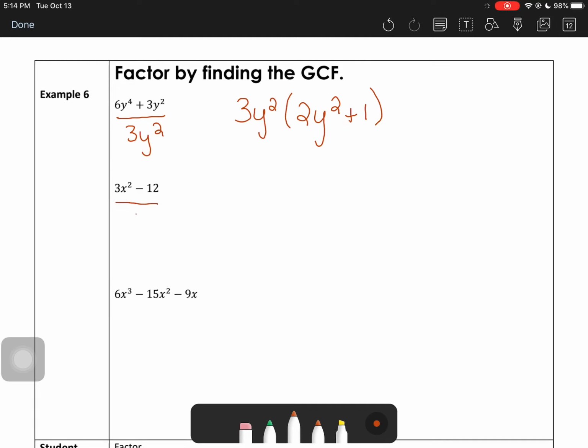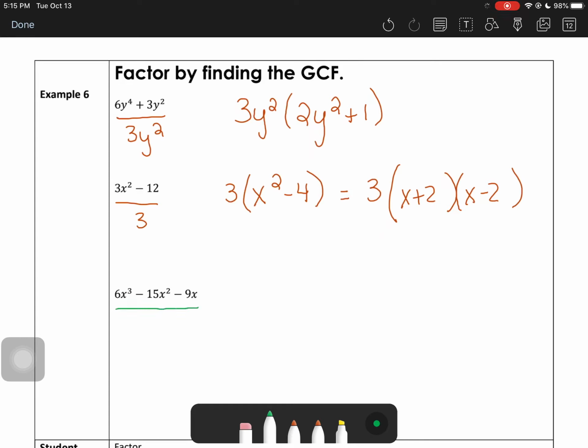In the next example, the greatest common factor is a 3. When I divide by 3, I get x squared minus 4. However, we just finished the difference of squares, so we know that we can continue to factor as x plus 2 and x minus 2. But remember, we always have to keep the greatest common factor. It doesn't disappear.